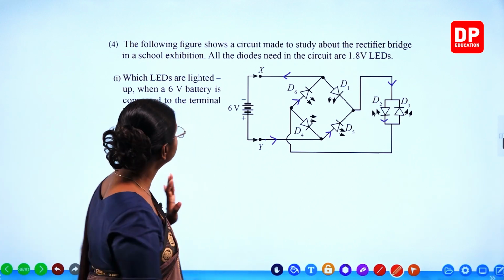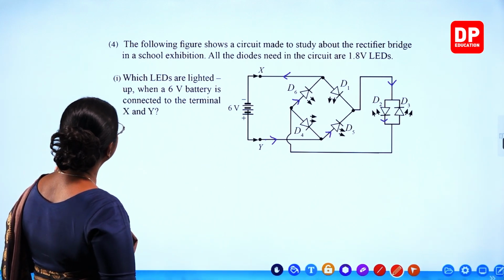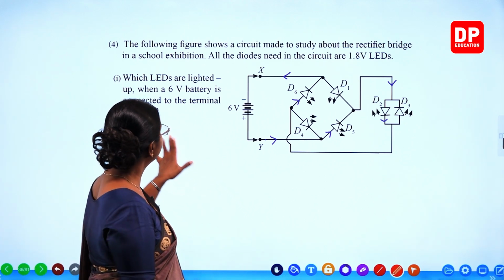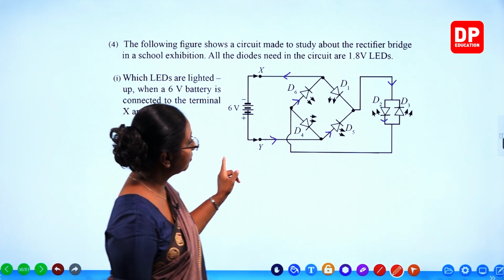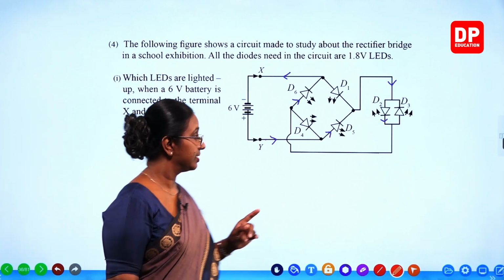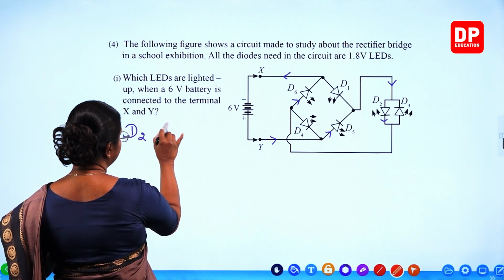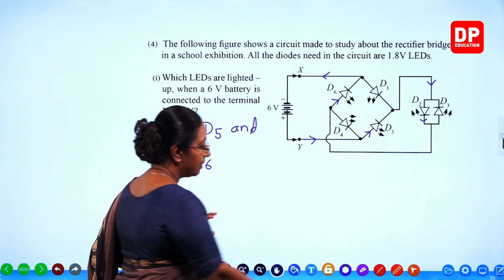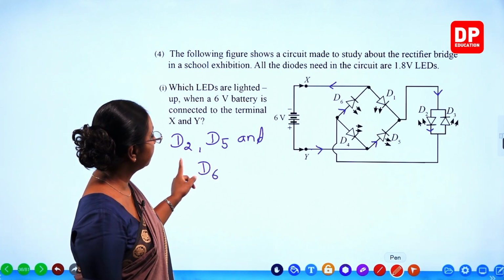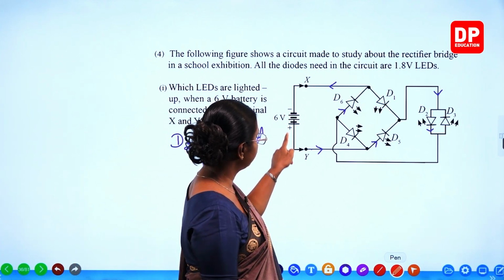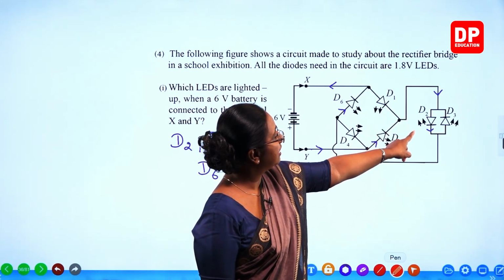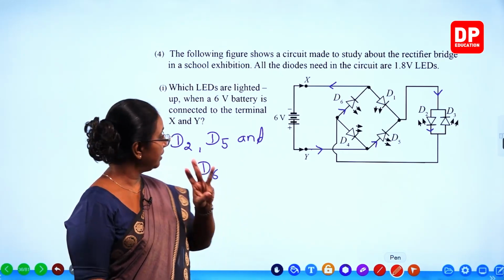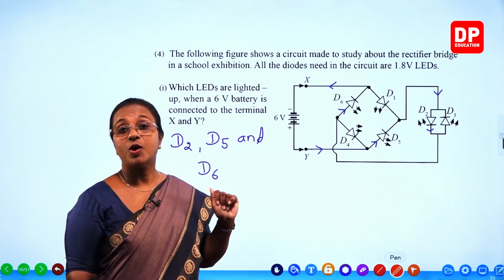Is that clear? So then, the first one: which LEDs are lighted up when a 6 volt battery is connected to the terminals X and Y? I have already explained that. Which LEDs are lighted up? You can see D2, D5 and D6. So the answer is going to be D2, D5 and D6. You can write it in any order, no problem, but you have to write all 3 LEDs. Like I showed you all, current flows from the positive terminal to Y, then to this point, then D5, D2 and D6 back to point X and back to the dry cell. Is that clear? So 3 diodes are forward biased. Then we'll move on to the next part of the question.